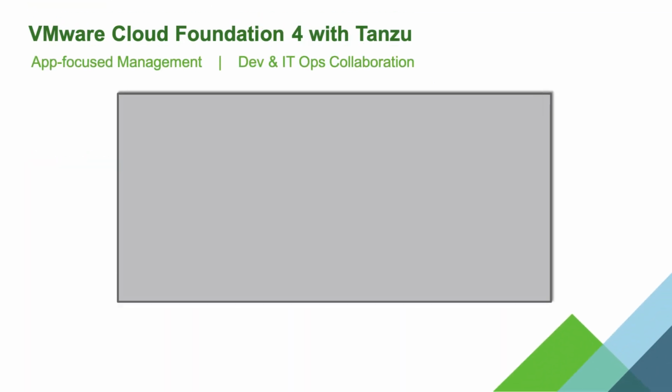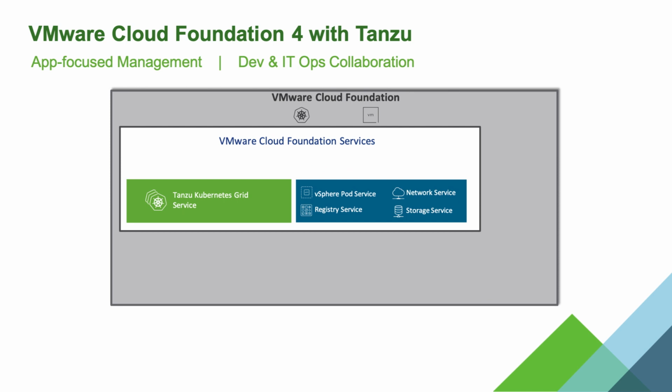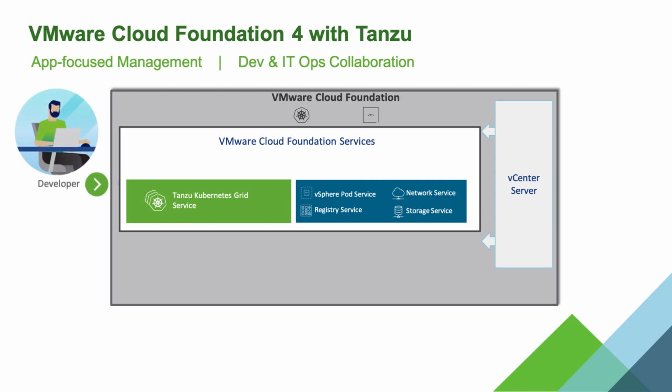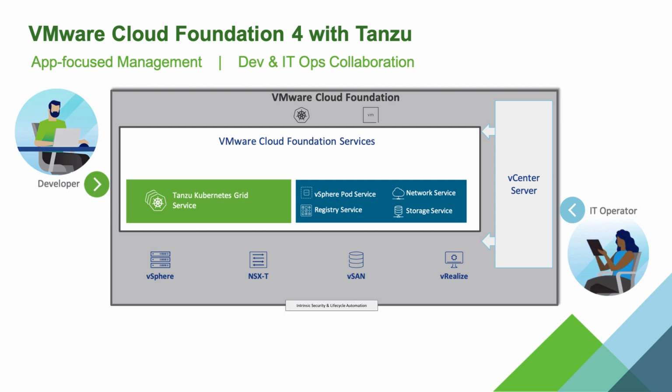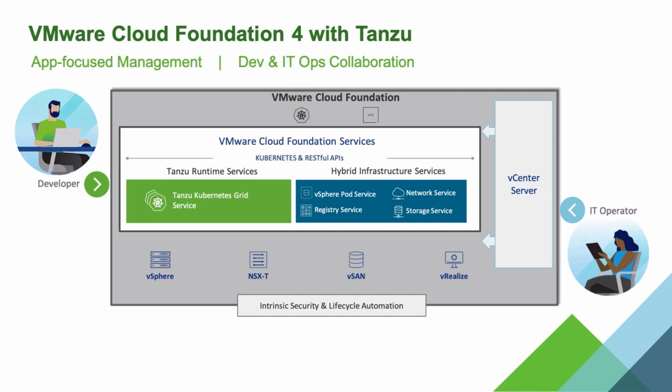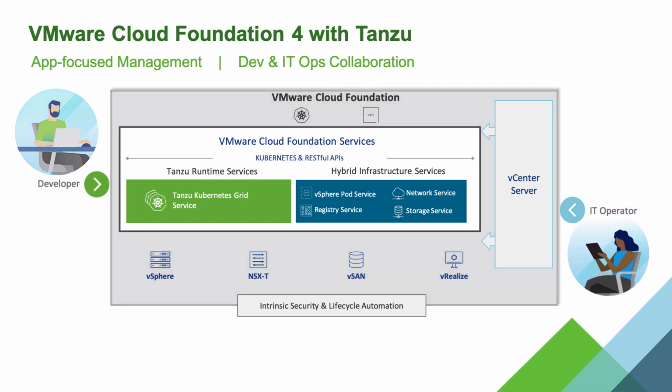VMware Cloud Foundation 4 now natively supports Kubernetes with vSphere 7 with Tanzu Kubernetes Grid. VMware Cloud Foundation with Tanzu is a hybrid cloud platform that accelerates development of modern applications and automates the deployment and lifecycle management of complex Kubernetes environments. VMware Cloud Foundation provides runtime services, automation and infrastructure services, all delivered via Kubernetes and RESTful API.